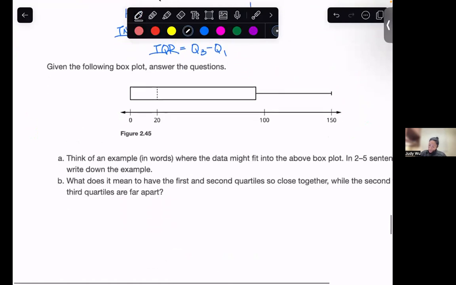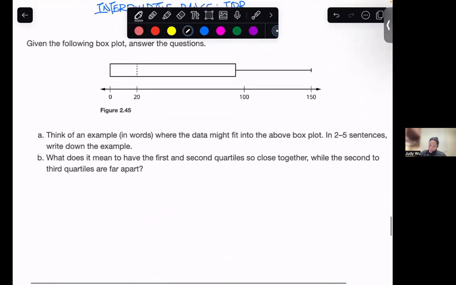All right, so let's take a look at this example. Given the following box plot, answer the questions. Think of an example in words where the data might fit into the above box plot. In 2 to 5 sentences, write down the example. And after that, we'll take a look at the quartiles and what we think that means, okay?